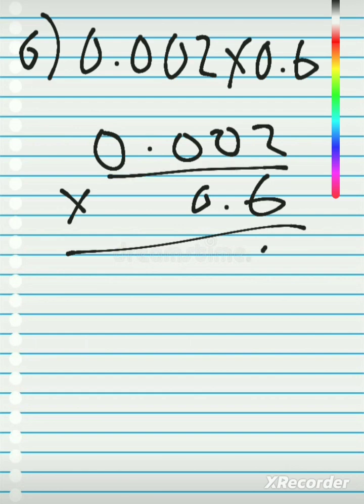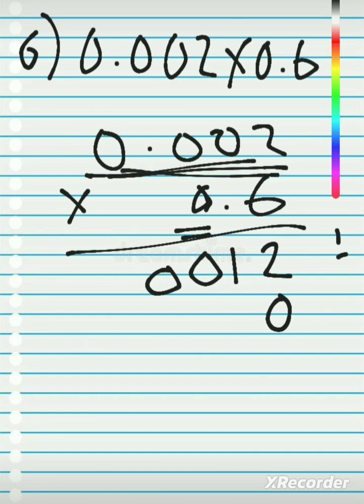6 times 2 is 12. 2 carry 1. 6 times 0, 0 plus 1, 1. 6 times 0, 0. 6 times 0, 0. Okay, we go to the next line. We start the next line with 0. So this 0 is going to multiply with everything on top.